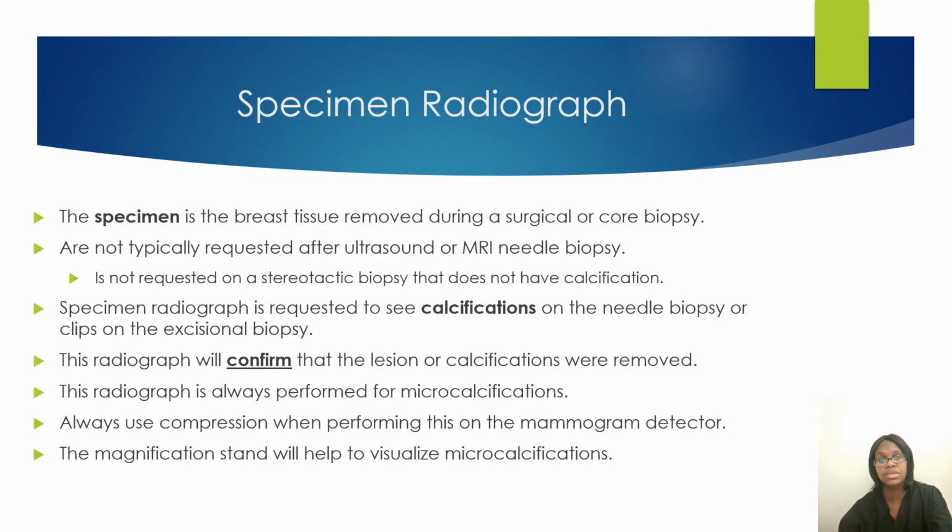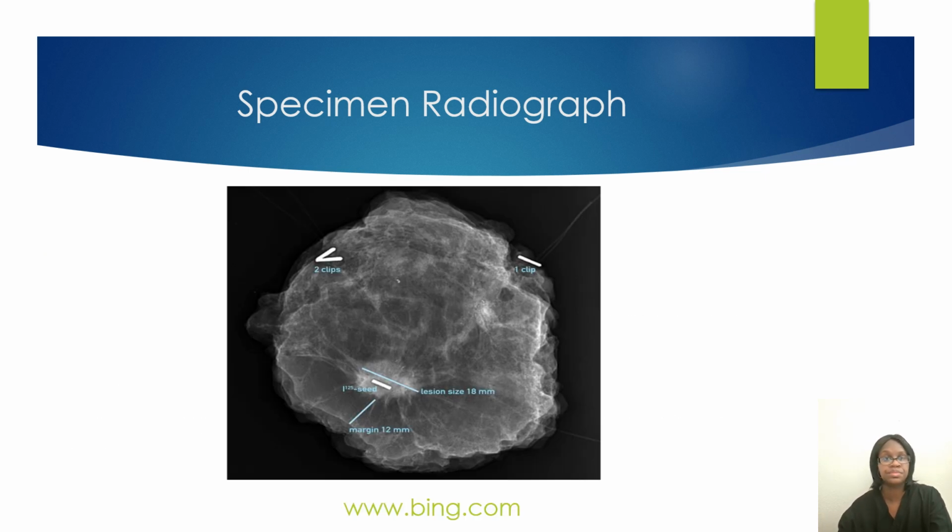You do have to send your specimens off to the lab, and then you also have a specimen radiograph, or x-ray image, that has to be taken to confirm that the lesion or the calcifications were removed. This is an example of the specimen radiograph. You see your clips, you see the lesion size.